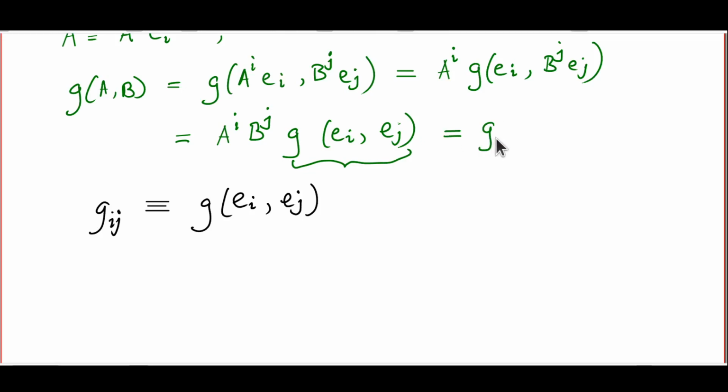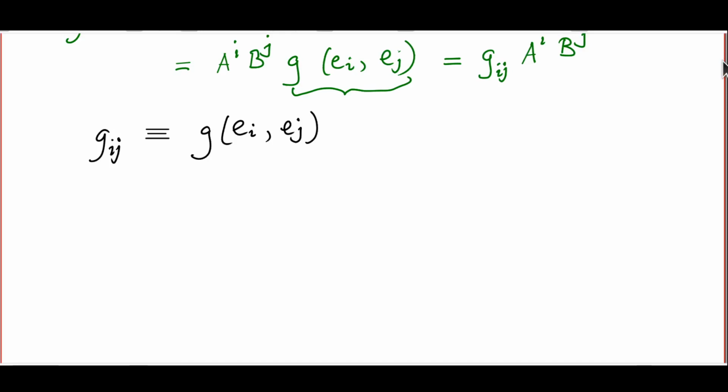And once we have done that, we can simply rewrite G acting on A and B in our familiar inner product form, the form that we saw in the last lecture, G_ij A^i B^j. So this is exactly how we can define the components of G just from the object G independent of the coordinate system. The components, of course, depend on the particular coordinate system chosen because the basis vectors e_i and e_j essentially come from the particular coordinate system.